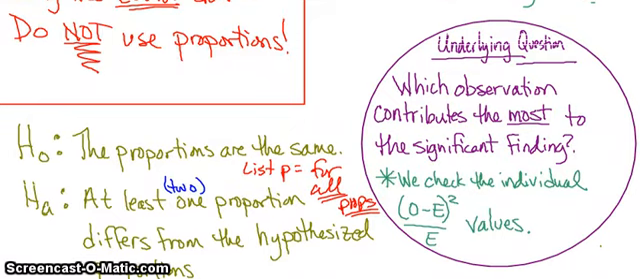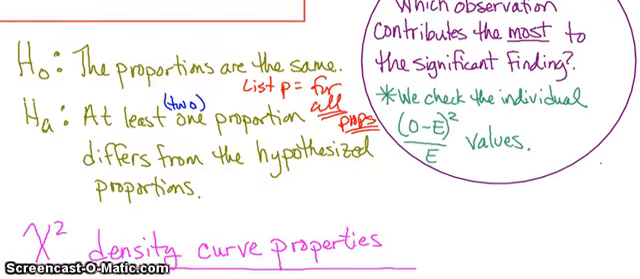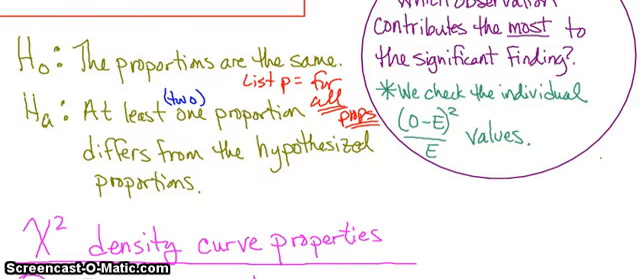Our underlying question, we want to keep this in mind, is which one of these pieces of O minus E squared over E values contributes most to a significant finding, because then that helps us narrow down our next question for research. For our hypotheses, the null is that the proportions are the same. List our proportions equal to those numbers for all proportions, and H sub A, at least one or two proportions differ from the hypothesized proportions, or the ones that are advertised, or the ones that are given. We want to keep that in mind.